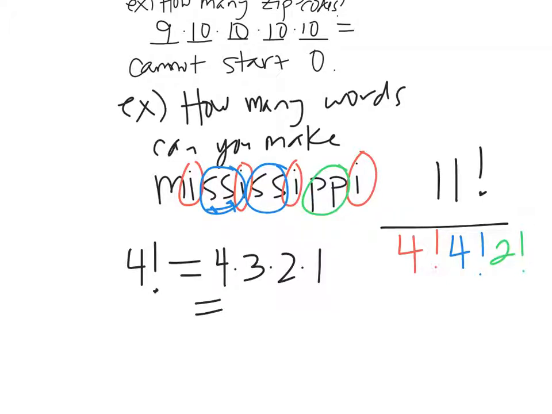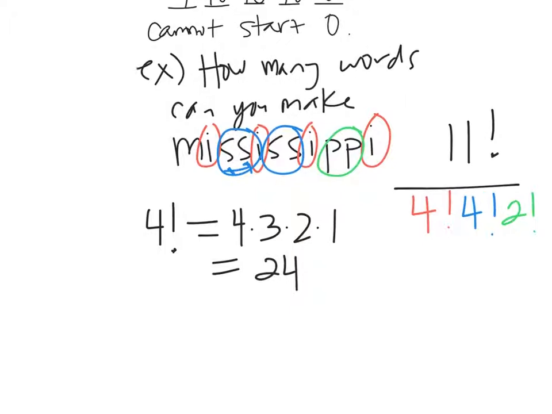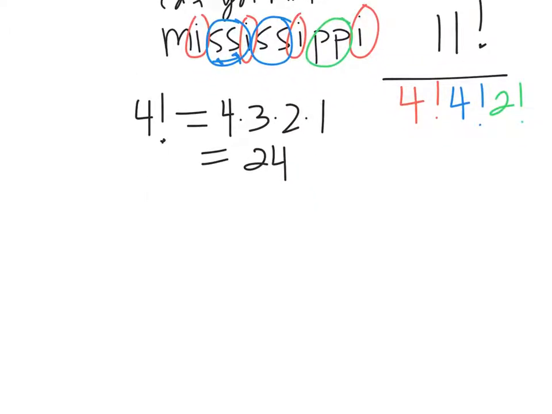4 times 3 times 2 times 1 is 24. And your calculator has that factorial button on there. Okay, so that's just the first lesson. It's a big one though. 9-1 is like huge stuff. 9-2, I feel like most of you guys are pretty good at 9-2.